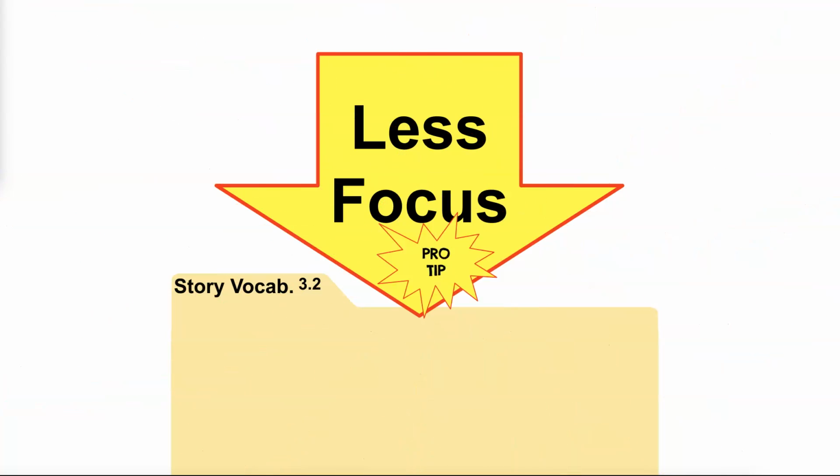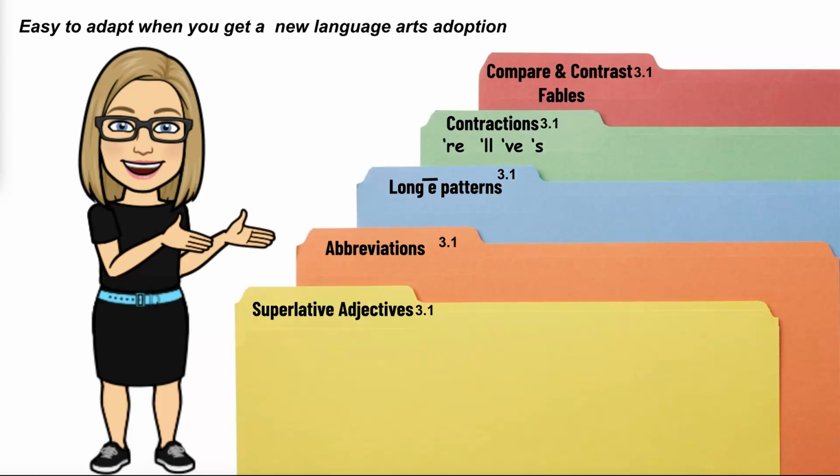Pro tip: place less focus on items that relate only to a particular story or article from the current adoption. Organizing items this way makes it easy to adapt each time you get a new language arts adoption. All you have to do is change the unit and week code.